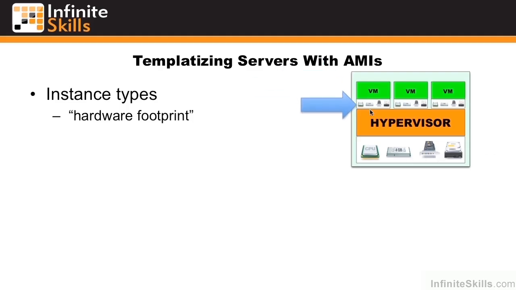The VM sits above the hypervisor, and the hypervisor's job is to parse out a smaller amount of the CPU, RAM, network, and disk to the VM. So instance types define a hardware footprint.